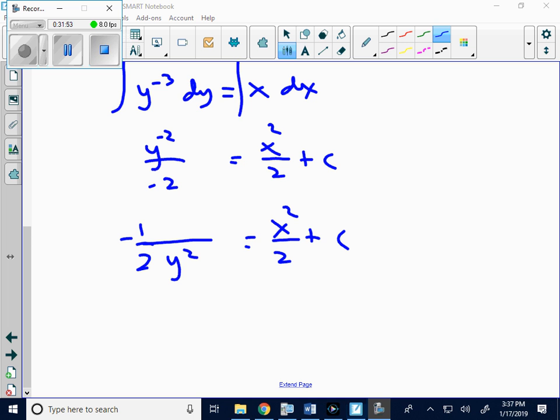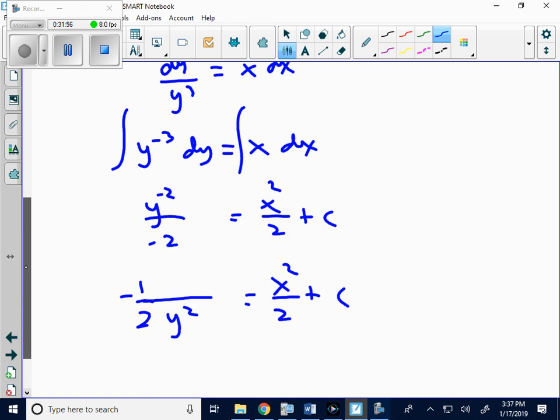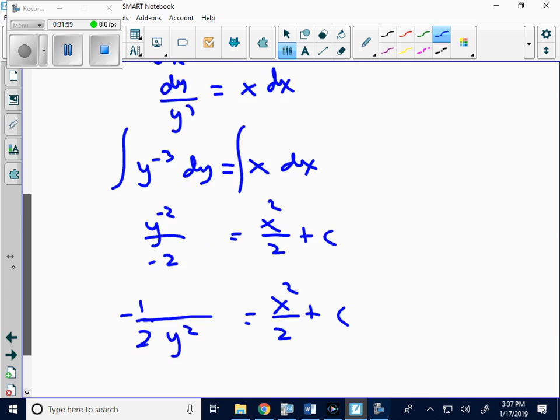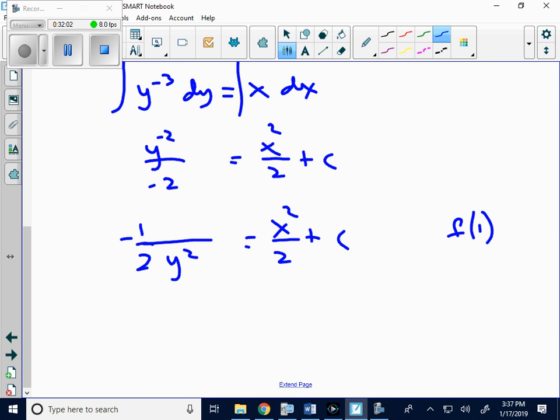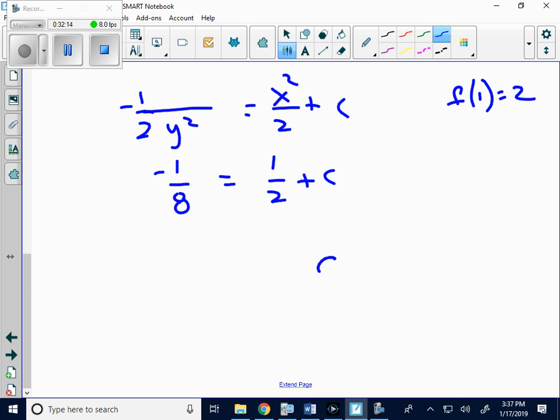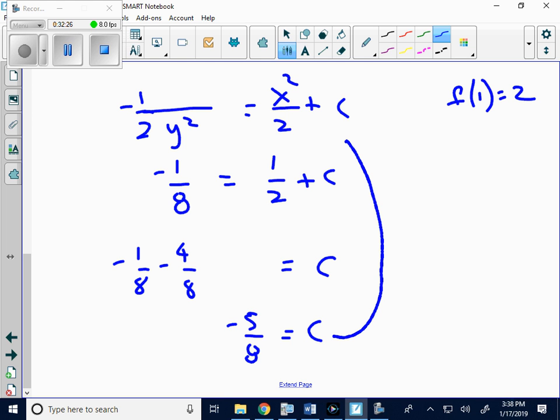Okay, so let's use the initial condition, which was f of 1 is 2. So we get negative 1/8, right? Y is 2, and x is 1, 1/2 plus c. So c is negative 1/8 minus 4/8. C is negative 5/8. That goes back up into here. So I get negative 1 over 2y squared is x squared over 2 minus 5 over 8.